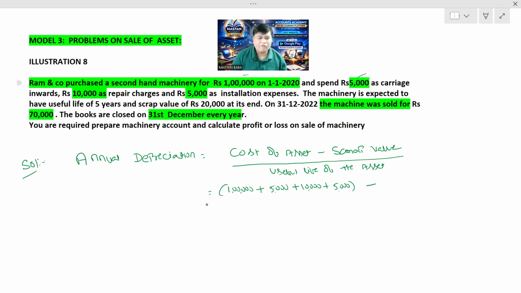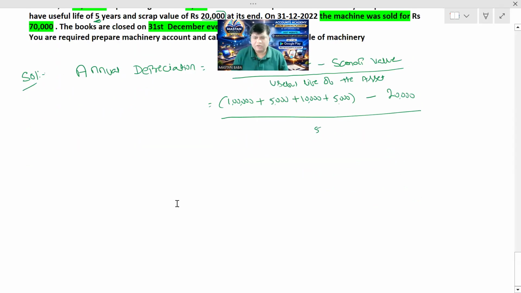What is the scrap value? After using 5 years, the scrap value is 20,000. Here I'm highlighting 20,000. So 20,000 is the scrap value divided by lifetime. How many years is the lifetime of the asset? I'm highlighting here. The lifetime is 5 years. So a simple mathematical calculation, that is equal to 1,20,000 minus 20,000 scrap value divided by 5. That comes to 1 lakh divided by 5. 1,20,000 minus 20,000, 1 lakh divided by 5.